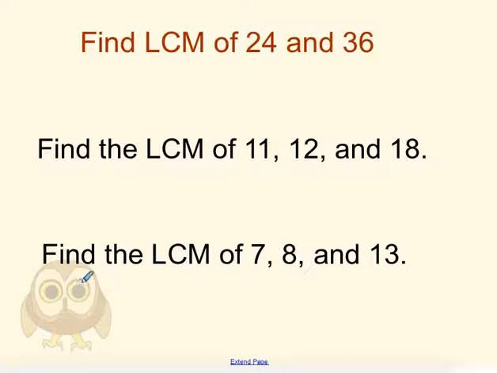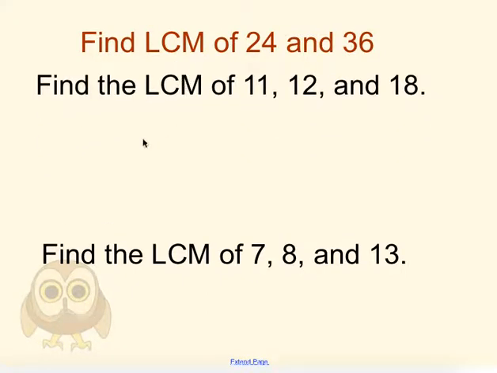Okay, so we found the least common multiple of 24 and 36, but let's find the least common multiple of 11, 12, and 18. In this one, I'll show you again the factorization method and see how that works. So when we do it, 11, well, that's a prime number, so that's its only factor. 12, we can split into 2 and 6, 2 and 3.